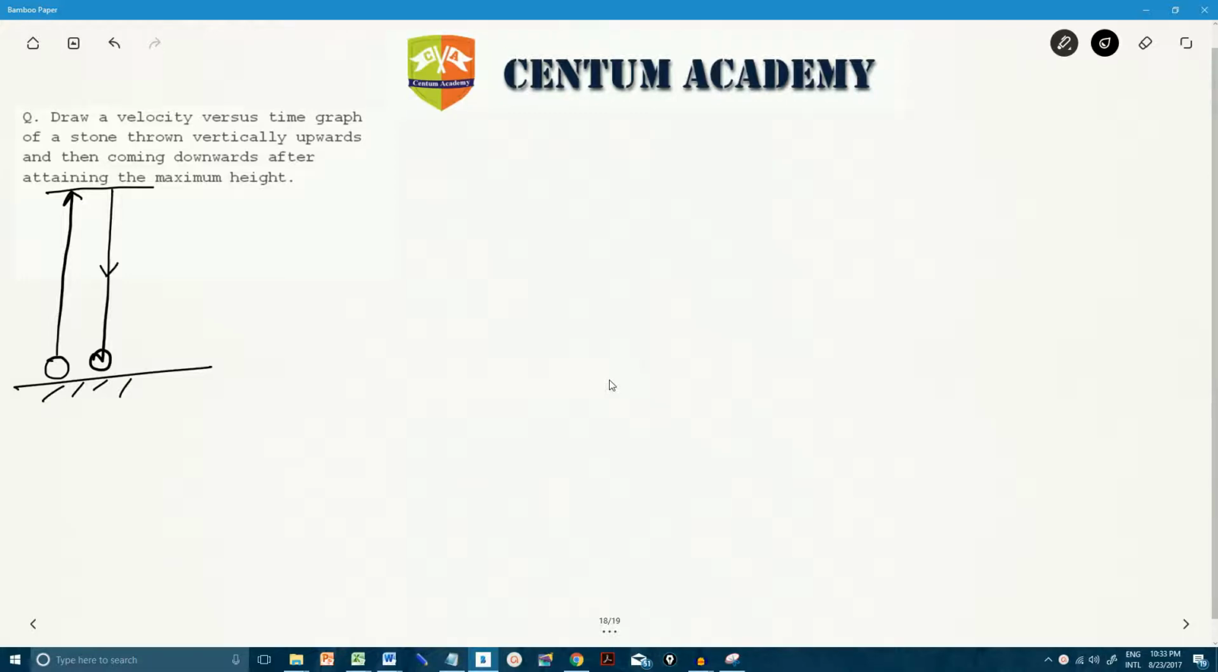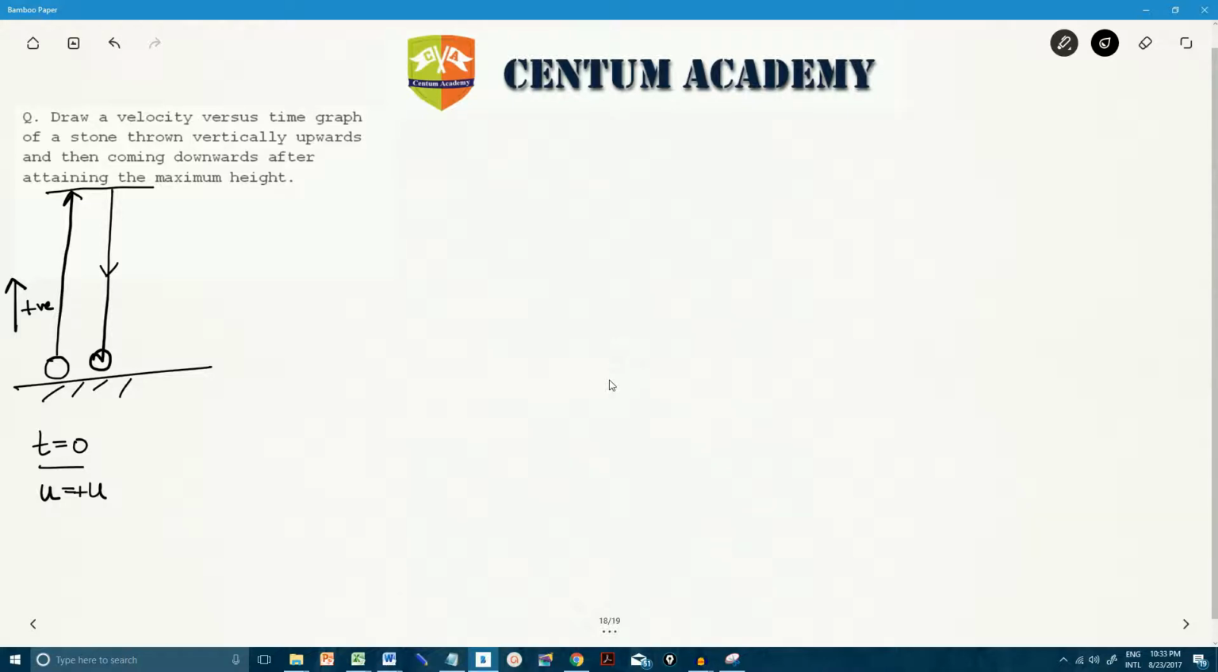So let's analyze the motion. What's happening at t equals 0? Before we start solving this problem, let's fix the coordinate system first. So let's say this is our positive direction, so anything which is directed towards the sky will be positive. So at t equals 0, my initial velocity was, let's say, some u. Okay, initial velocity was u, so it will be plus u.